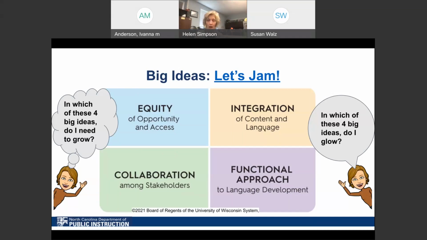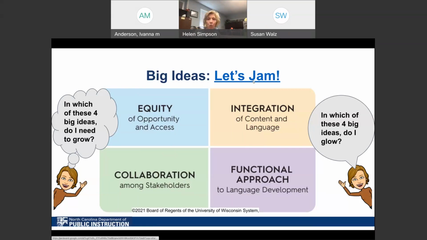How do you integrate content in language, in your planning, in your co-teaching? How do you collaborate among stakeholders with your English learner parents and families and greater community? And then what are you doing with the functional approach to language development? How are you incorporating it in your lessons? And I want us to think about this in terms of what we call glows and grows. So if you have a glow, it means that I think I'm doing pretty good right now in this big idea area. And if you have a growth area, it's like, okay, I want to get better at this.